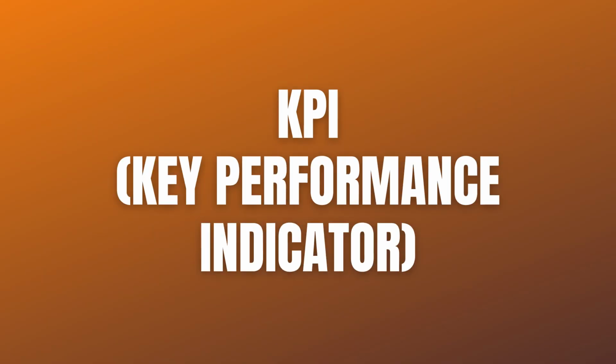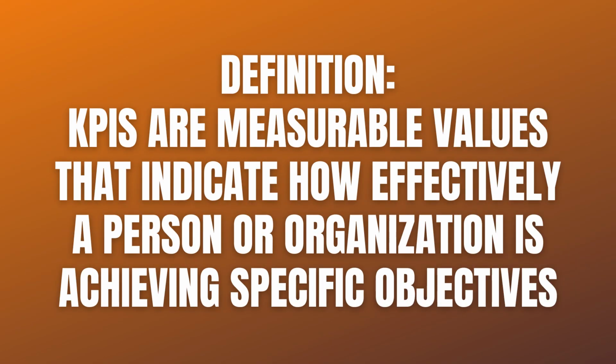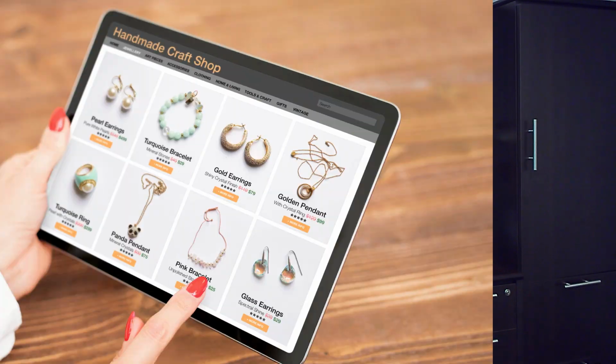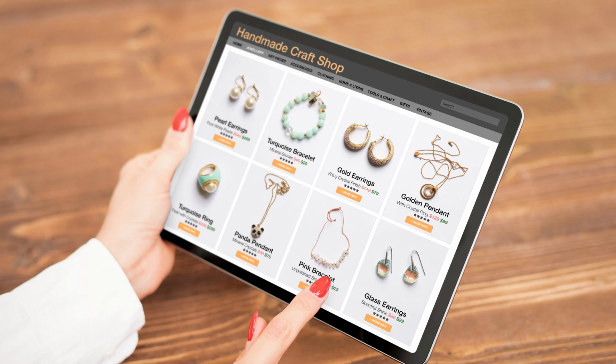KPI is another one, key performance indicator. Something I should have brought up actually at the beginning, but oh well. KPIs are measurable values that indicate how effectively a person or organization is achieving specific objectives. So a KPI for an e-commerce business might be monthly sales growth or shopping cart abandonment rate. And you're going to use things like CPA and CPC as KPIs.